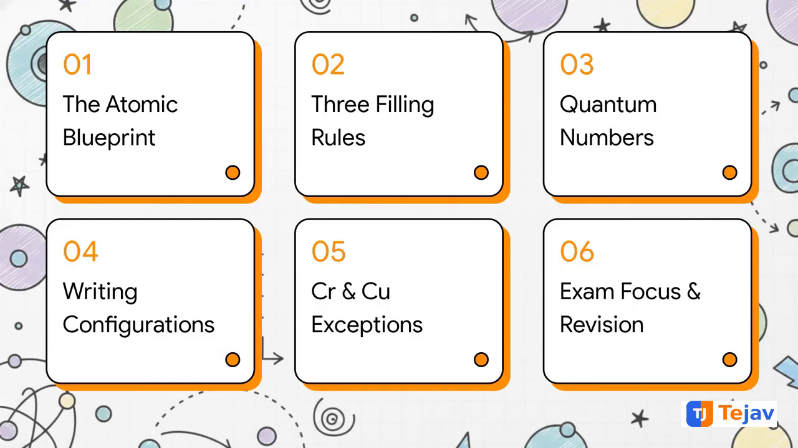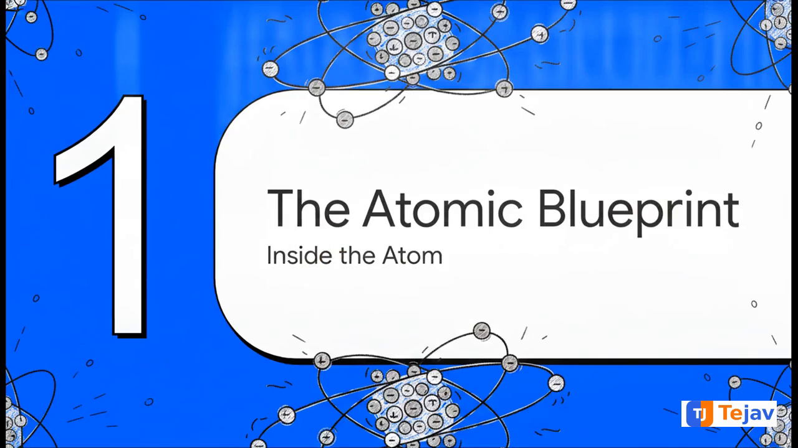If you're a Class 12 student, or you're gearing up for JEE or NEET, you are absolutely in the right place. Here's our game plan for today. We're hitting the atomic blueprint, the 3 filling rules, quantum numbers, writing configurations, those tricky chromium and copper exceptions, and finally, a quick exam revision. All right, kicking things off with Section 1, the atomic blueprint.